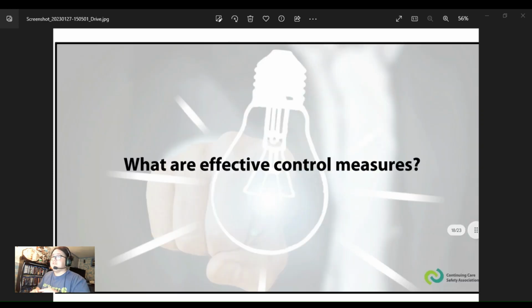So, what are effective control measures? Effective engineering, administrative, and personal protective equipment controls satisfy the following criteria. They must be as close to the source of the hazard as possible. They must adequately control the hazard without creating new hazards. They must allow employees to do their job without undue discomfort or stress. They must protect every worker at risk of being exposed to the hazard.